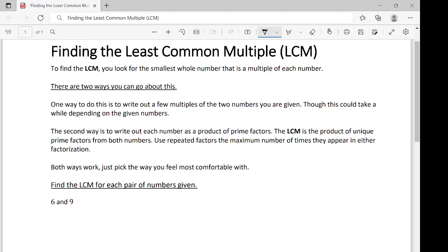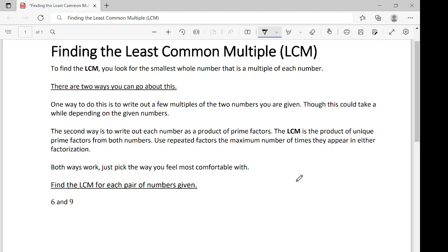The second way is to write out each number as a product of prime factors. The LCM is the product of unique prime factors from both numbers. Use repeated factors the maximum number of times they appear in either factorization. Both ways work, just pick the way you feel most comfortable with.